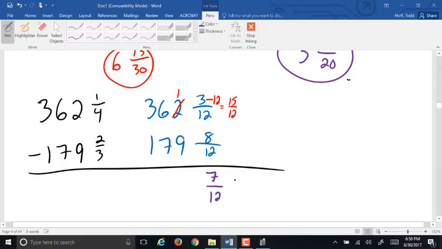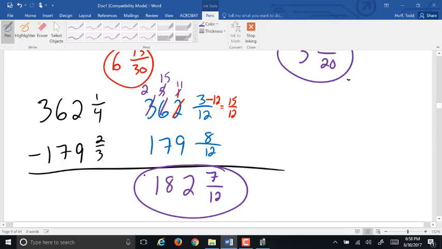7/12. Then we just keep moving over to the left. 1 minus 9 can't be done, so we're going to borrow. This will be a 5 and an 11. 11 minus 9, 2. 5 minus 7, we have to borrow. So that's 2 and 15. 15 minus 7, 8. 2 minus 1, 1. 182 and 7/12.